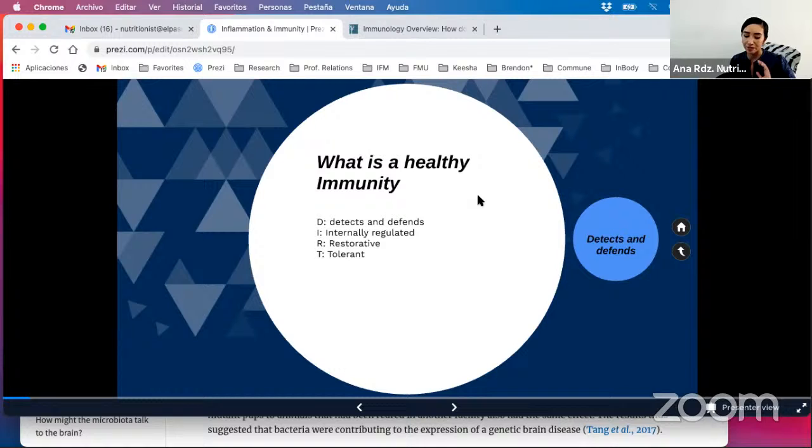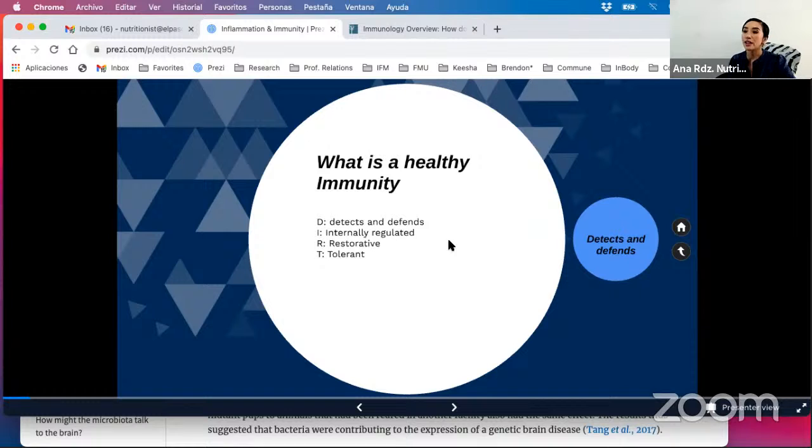So this is how I understand it. I always try to think about it as if it was a story. Internally regulated, they want to clean up the mess that they made while fighting this microbe. Another thing is that it is restorative. It has to come back after a fight. So that's the art of this wordplay that we have around here.